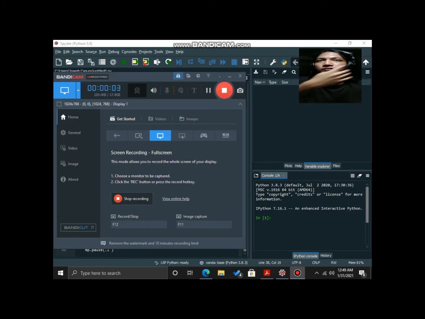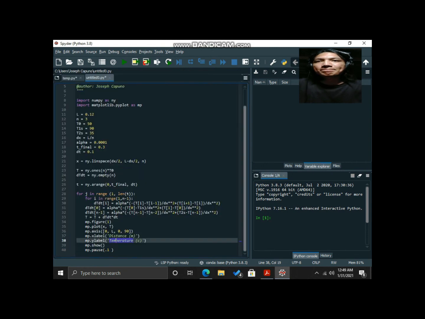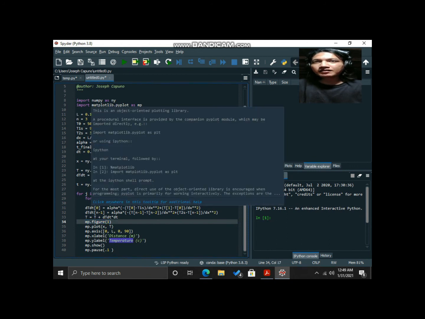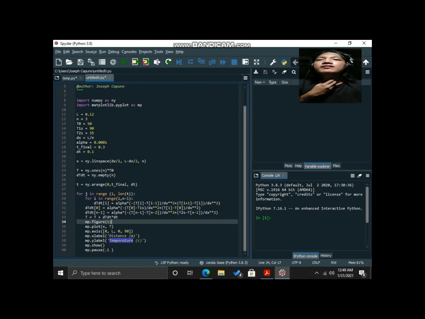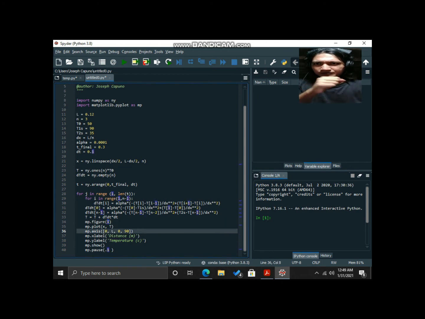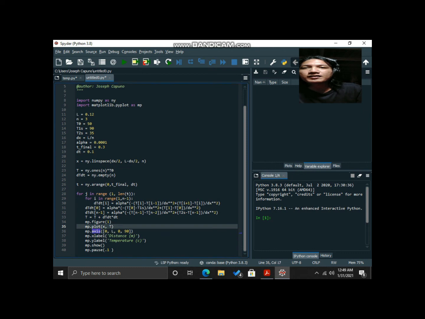So pasensya na, naputol yung video sa computer kasi hanggang 10 minutes lang pala itong Bandicam. Saan ba tayo? Hold din na lang natin, matplotlib.pyplot. Ibig sabihin lang niya, mag-create ka ng bagong figure, kung tatawagin natin siyang figure 1. Tapos ito namang mp.plot, ibig sabihin ipi-plot mo yung x tsaka yung y axis.